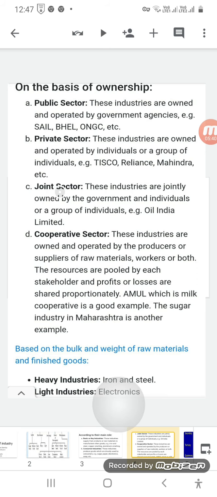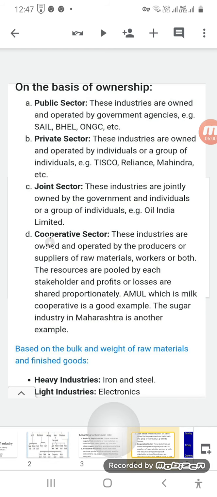Another type is joint sector industries. These industries are jointly owned by the government and private owners. This is the joint venture of public sector and private sector. Here the owners are the government and an individual or a group of individuals, like Oil India Limited. This is a joint sector industry.